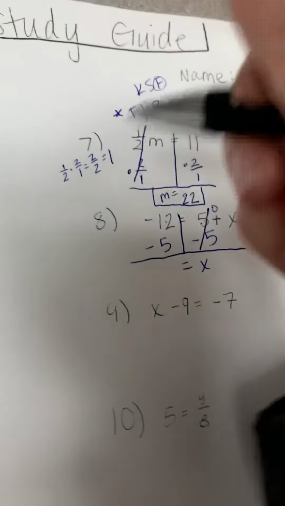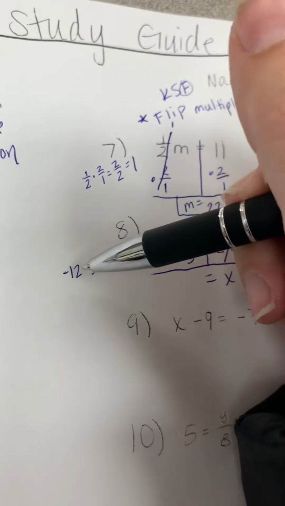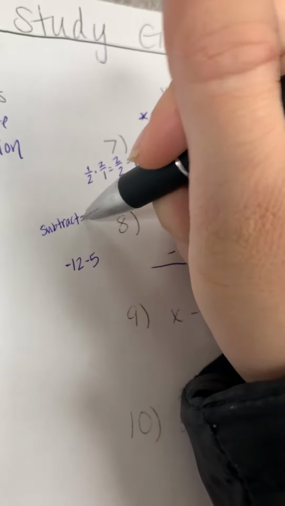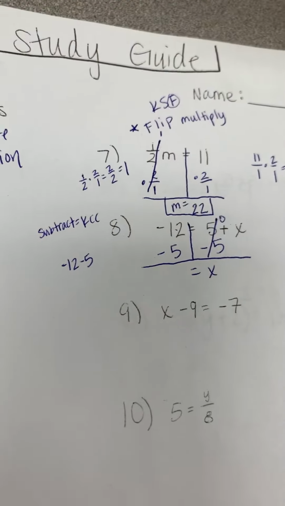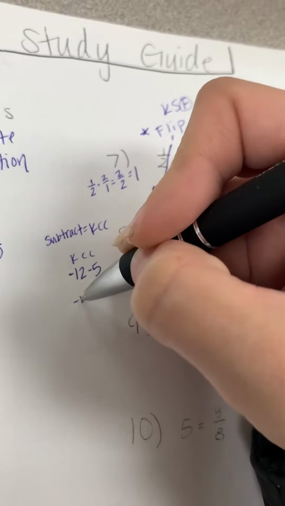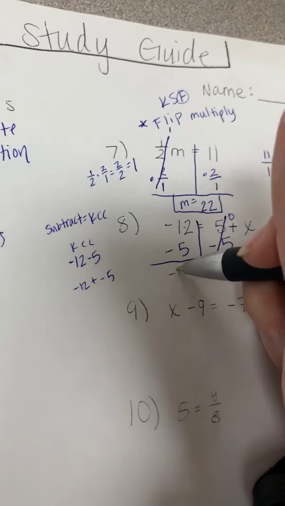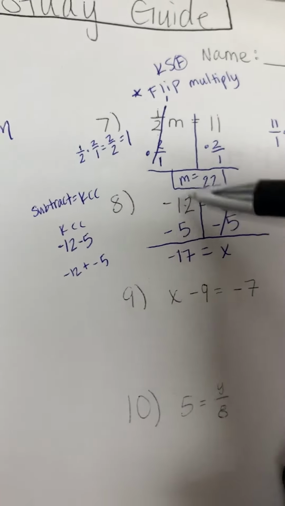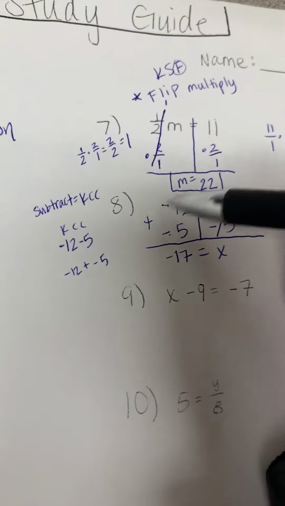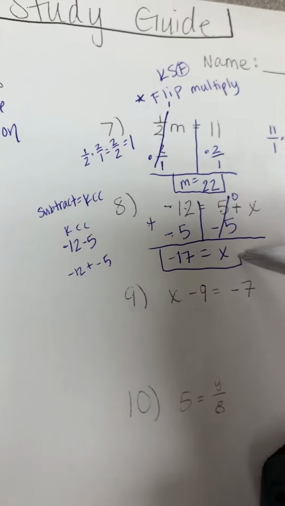I can do one of two things here. I can do negative 12 minus 5 like that, and because it's subtraction, subtract equals keep, change, change, because it's a negative. So if I do keep, change, change here, that's negative 12 plus negative 5, which is really negative 17. I can also look over here because it's a negative and a negative. I'm just gonna bring it down and add it together. Keep, change, change like that. So that's negative 17.